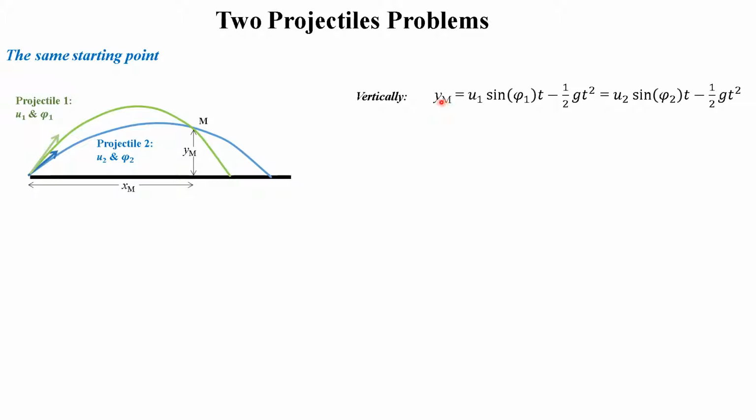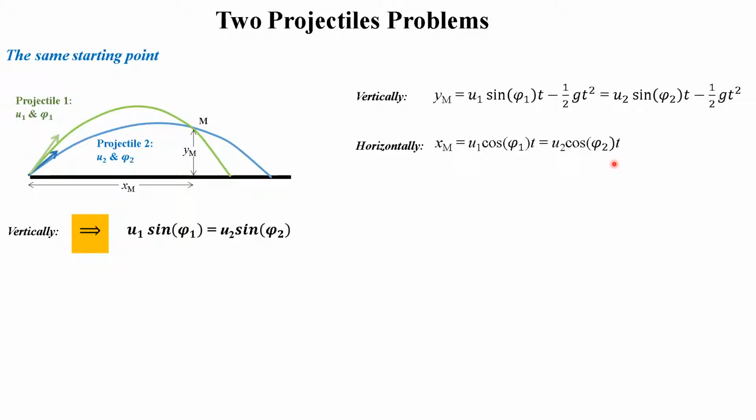So ym can be represented from projectile 1 in that way, which is fairly easy: u1 times sine phi 1 times t minus half g t squared, the same equation as we saw early on, and this is from projectile 2. Then horizontally, it is the same idea, u1 cosine phi 1, because phi 1 is the angle of the first one and phi 2 is the angle of the second one. Now we can easily eliminate t, and this term can be crossed out. You will get to this solution, and horizontally you will get to that solution.